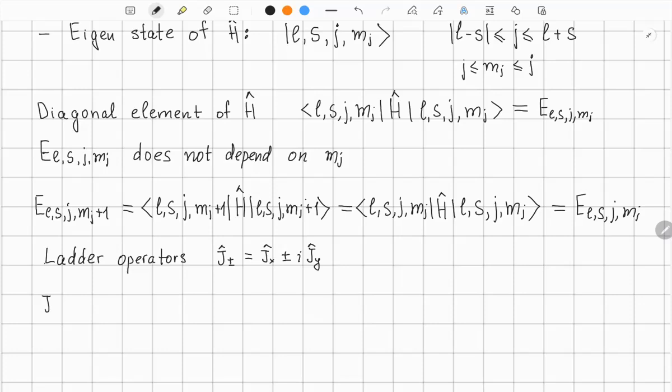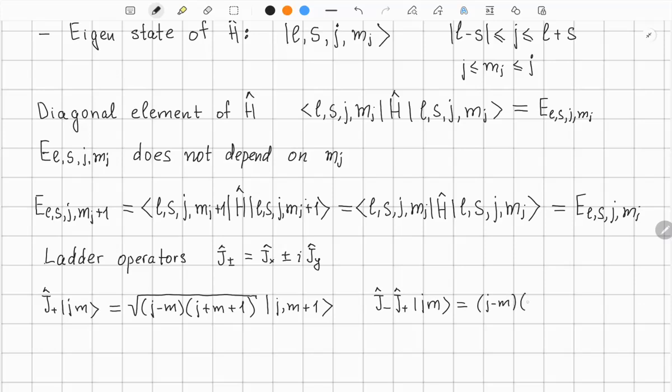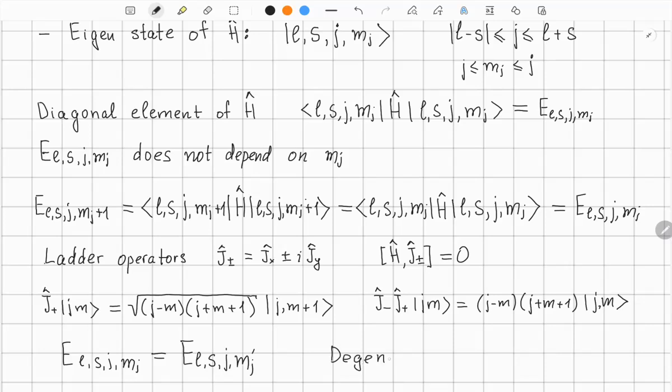Specifically, the state with quantum number Mj plus 1 can be obtained by applying the raising operator J plus to the state with Mj. Since the ladder operators commute with H, and the product J minus J plus acting on a state alters only its normalization, the energy remains unchanged. Therefore, all states with the same L, S, and J but different Mj values are degenerate. This means that each such state is 2J plus 1-fold degenerate.